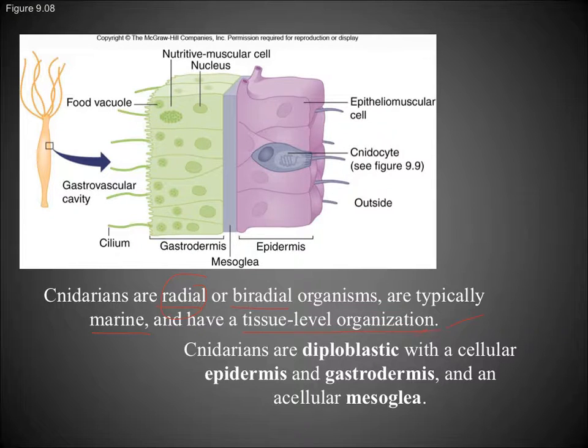Cnidarians are only diploblastic, and remember that means that they have two cell layers. They have a cellular epidermis and a gastrodermis, and then an acellular mesoglea. So here's what that means. Their epidermis, or their outer layer, is made of cells. You can kind of see some of them here. And their gastrodermis, which is where they do their digestion, which is kind of towards the inside, their digestive system is made of cells as well, and you can kind of see those. But then in the middle, they have this jelly-like layer called mesoglea.